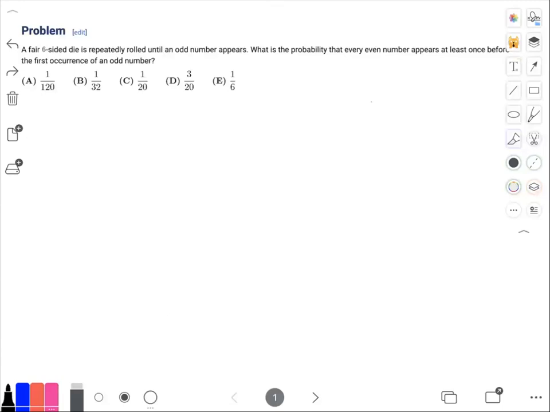So here's a view of the problem. A fair six-sided die is repeatedly rolled until an odd number appears. What is the probability that every even number appears at least once before the first occurrence of an odd number? Okay, so we're actually going to solve this problem in two ways. Let's look at the first solution.